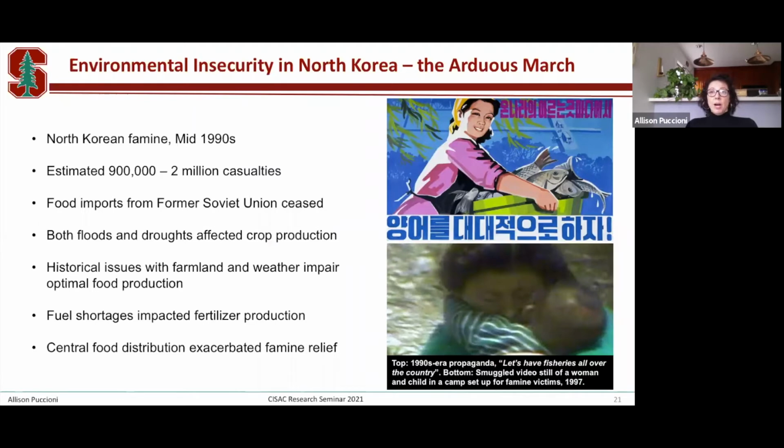North Korea has experienced vast environmental and food insecurity over the past decades, and most notably between roughly 1994 and 1998, North Korea experienced a mass starvation event known as the Arduous March or the March of Suffering. This was a result of a series of successive floods and droughts, exacerbated by the loss of food and fuel imports from the former Soviet Union, and less than optimal crop conditions in North Korea's farmland. 25 million people were affected, and estimates still vary as to how many fatalities there were, with a general range of 3 to 5% of the entire country.